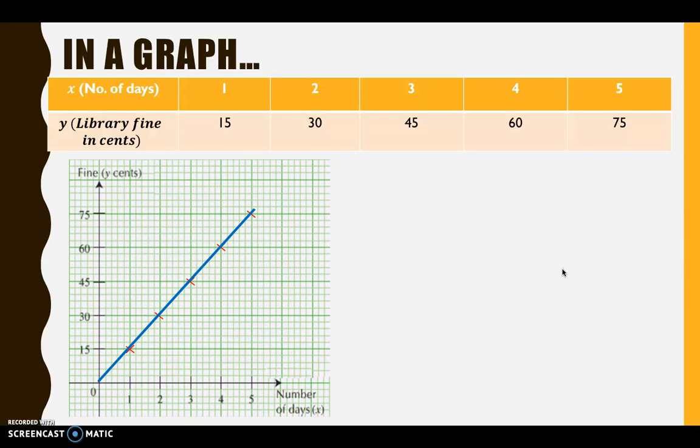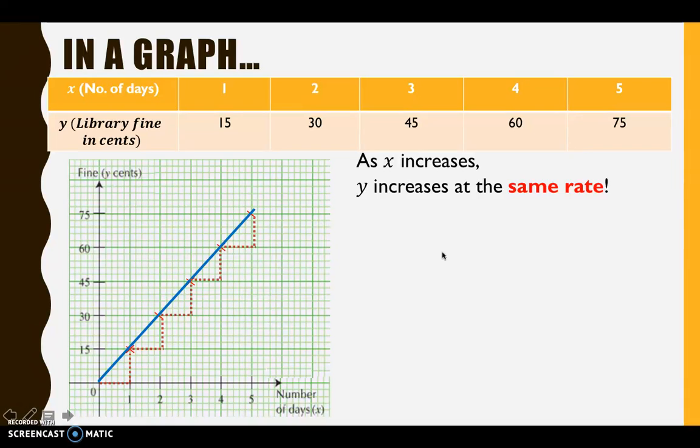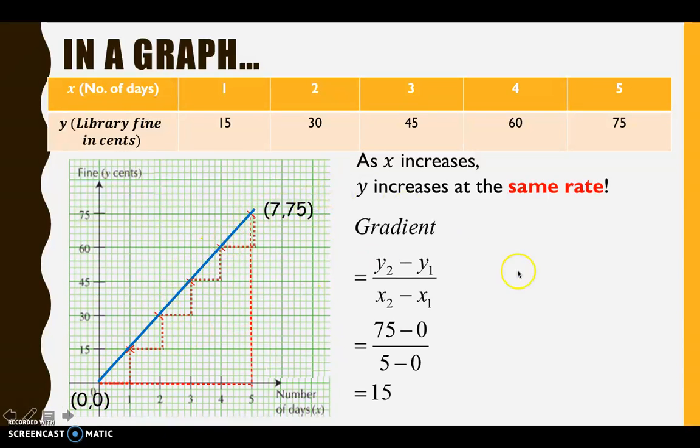Alright, so as we see from the graph, when there is an increase in one day, there will be a 15 cents rise in the fine. And as we increase in another day, another 15 cents, another day, another 15 cents, and so on and so forth. So you notice that the step sizes are all equal, which means that there is an increase at the same rate. So we will know that as X increases, Y increases at the same rate. And what is this rate? This rate can actually be found by finding the gradient of this straight line. So picking 2 points and finding the gradient, I would find that actually the gradient is just 15.